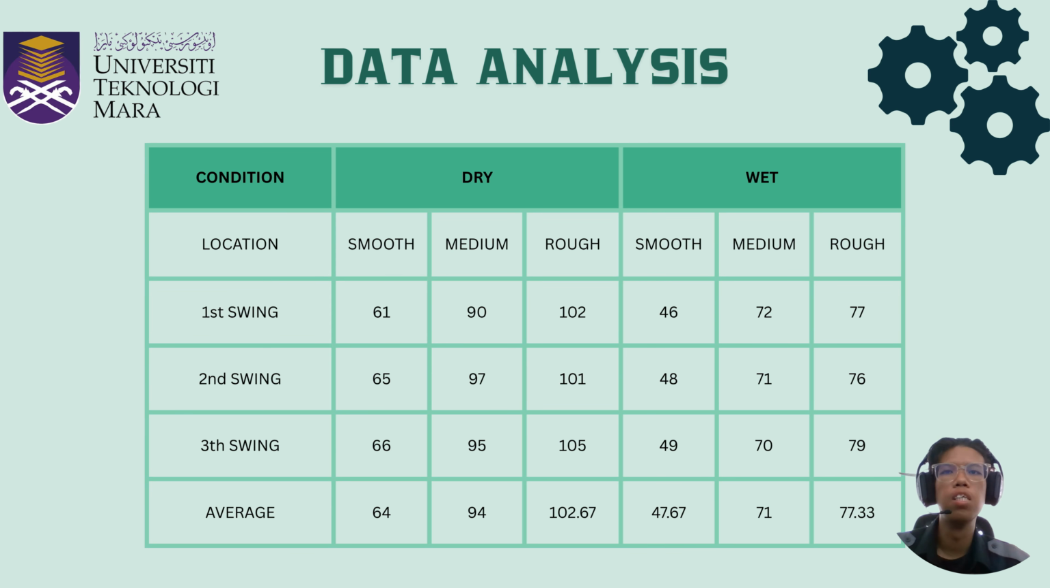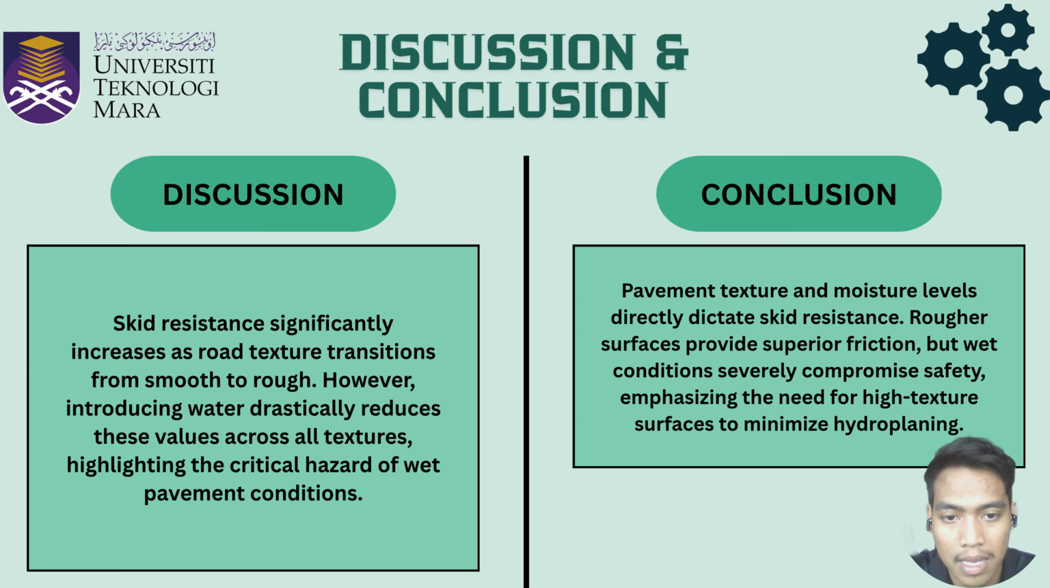texture. For discussion, skid resistance significantly increases as road texture transitions from smooth to rough. When introducing water, it drastically reduces this value across road textures. For conclusion, pavement texture and moisture level directly dictate skid resistance. Rougher surfaces provide superior friction, but wet conditions severely compromise safety, reinforcing the need for high texture surfaces to minimize hydroplaning.